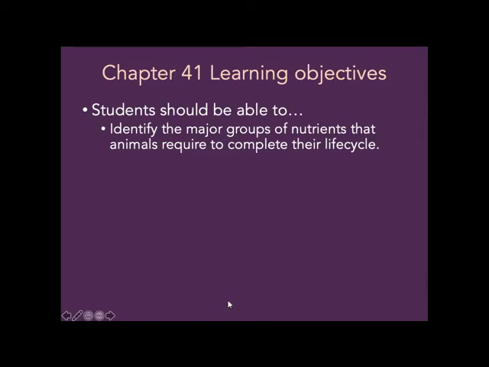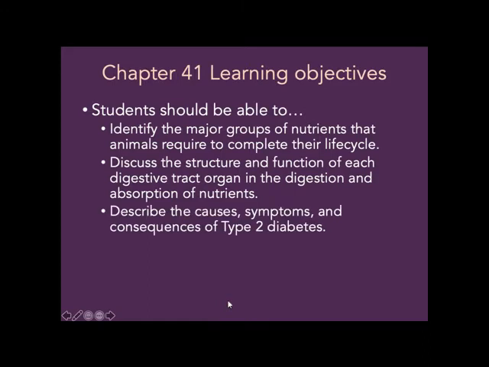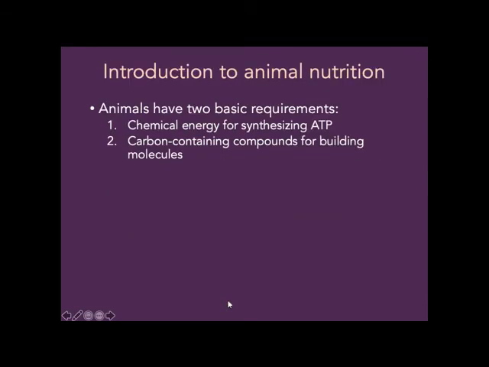By the end of this chapter, you should be able to identify the major groups of nutrients that animals require to complete their life cycle. You should be able to discuss the structure and function of each digestive tract organ in the digestion and absorption of nutrients. You should be able to describe the causes, symptoms, and consequences of type 2 diabetes, and that's all. So we're not going to be covering too much in this chapter.